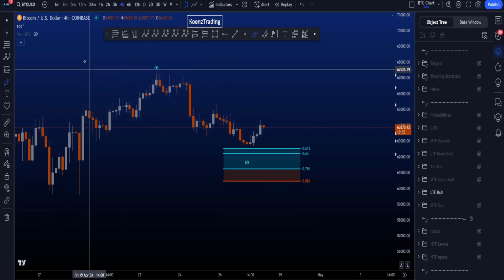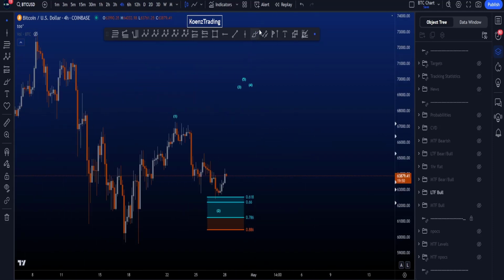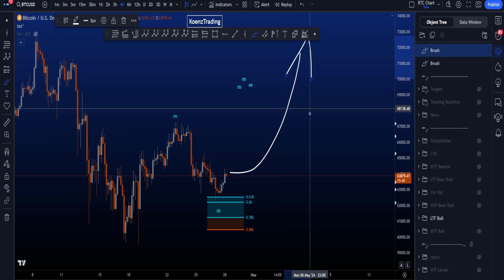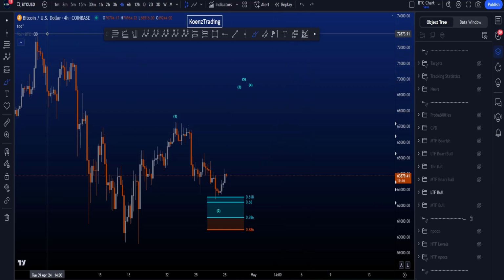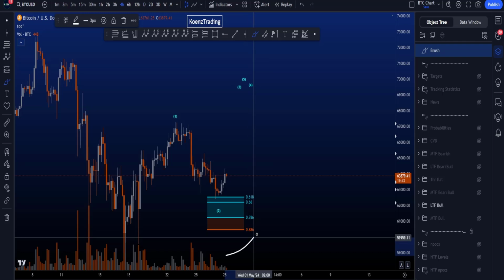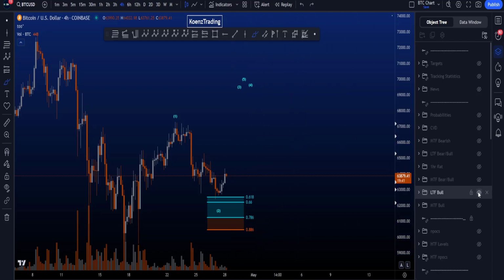In this scenario, we are then looking for continuation to the upside in a bigger wave 3, which should be the highest volume, most impulsive structure, so you definitely want to see volume increase as price is moving towards the upside.